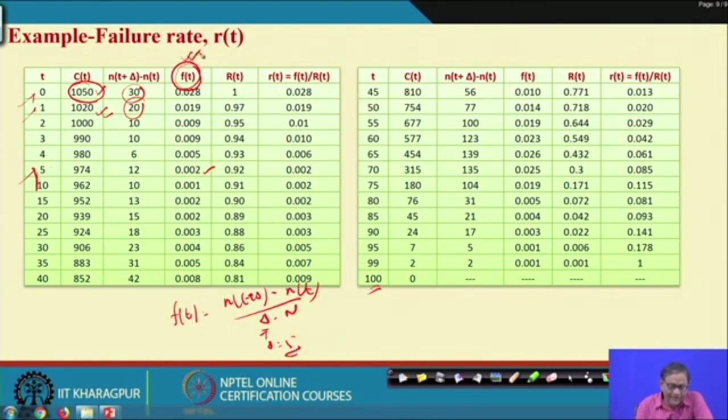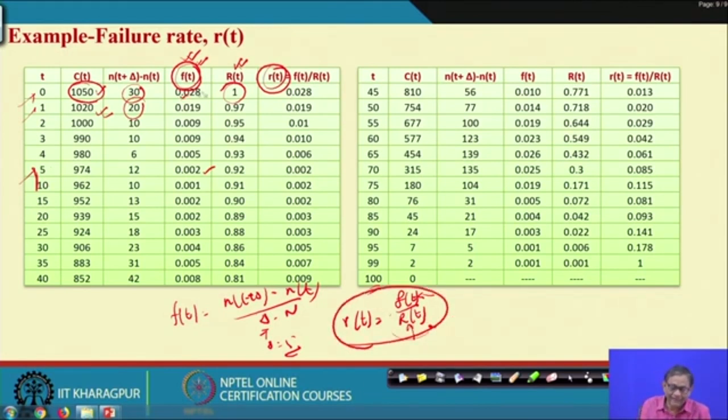Once f(t) is calculated, and you also know the C(t), you know the R(t) also. R(t) is basically C(t) by N. Now, if I know R(t) and small f(t), you know the hazard rate, because hazard rate is the failure density divided by reliability. The density is the probability of failure within a certain period, how many fail, and R(t) is the survival function, this is the conditional part. So you have f(t), you have R(t), and small h(t) is f(t) by capital R(t).